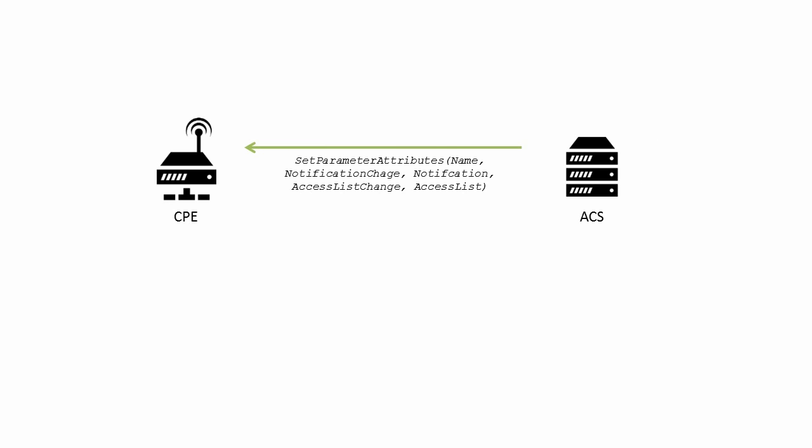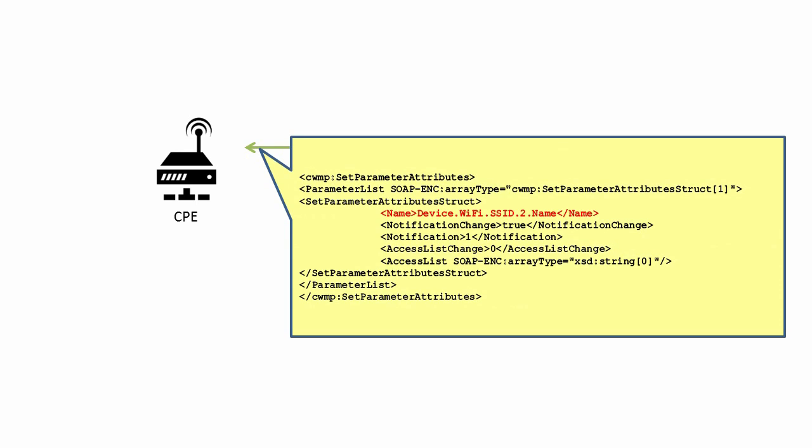The setParameterAttributes RPC takes 5 arguments. The first, name, contains a parameter path. Like getParameterNames, this can be a complete or partial path. Partial paths in setParameterAttributes are usually used to set passive notification or to remove notification.